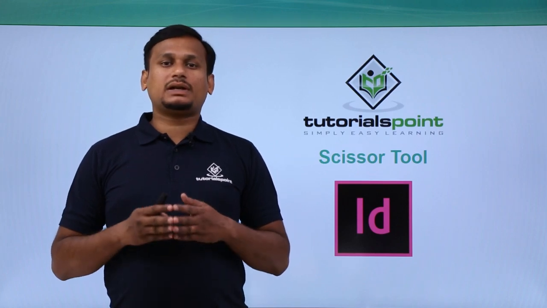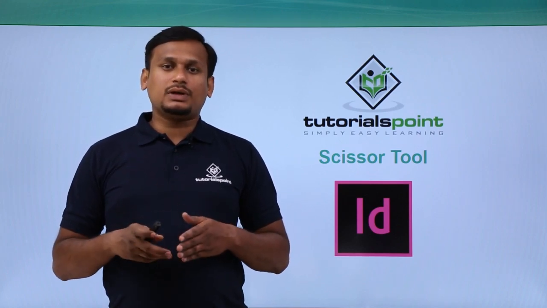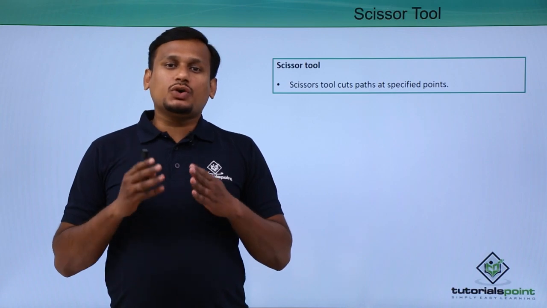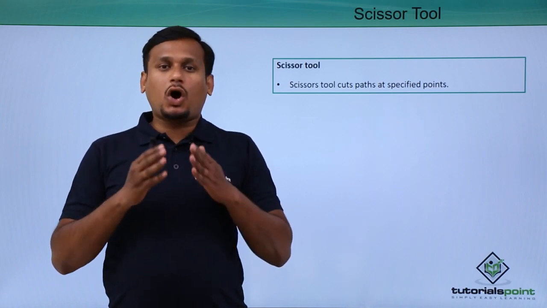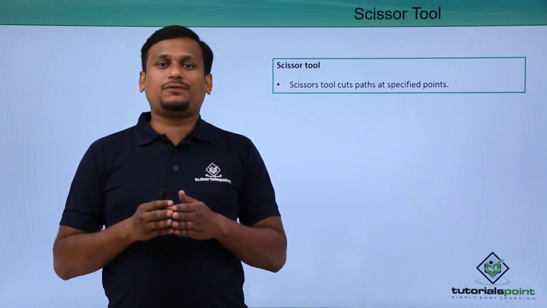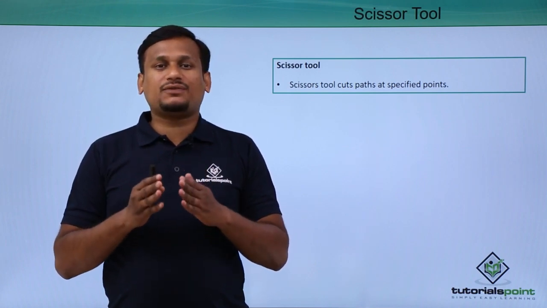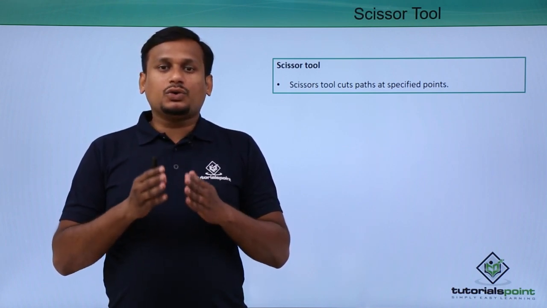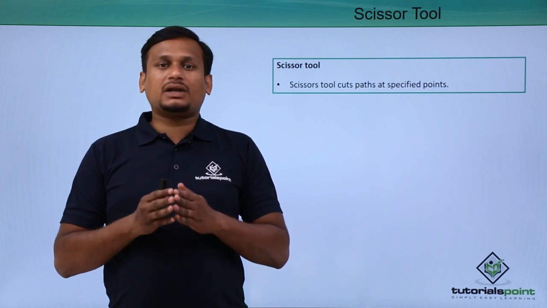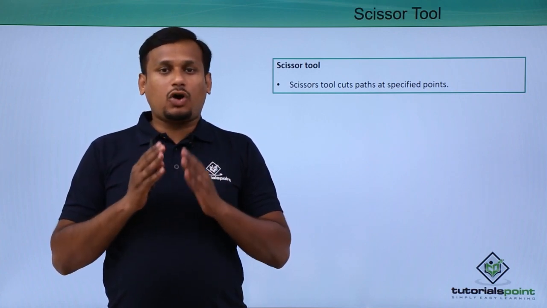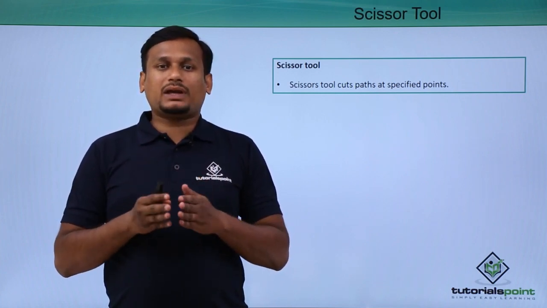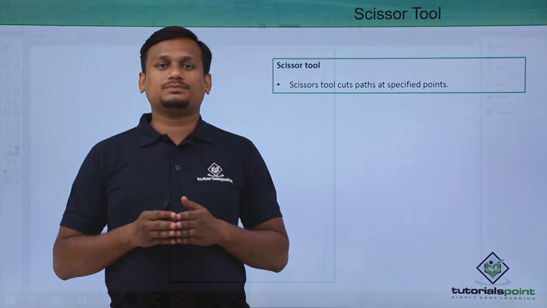In this video, let us learn about the scissor tool. Scissor tool is used to cut an object or a path on a specified path or a specified area. And you can use the scissor tool by cutting only edges of the object. Now let us see how we can use the scissor tool practically.